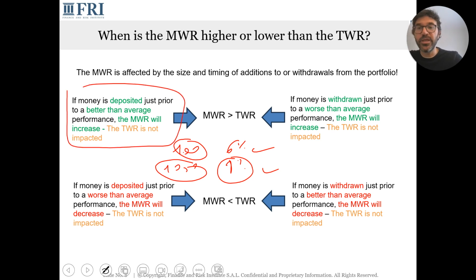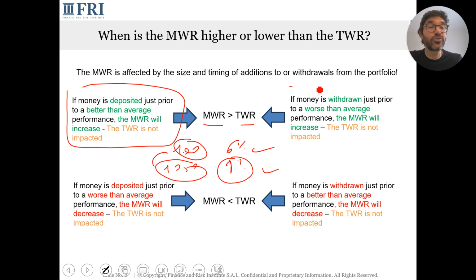This one first. If you deposit money just prior to a better than average performance, like in this case, the MWR would increase. The time-weighted rate of return is always not affected. But this means that the money-weighted rate of return will be higher than the time-weighted rate of return.